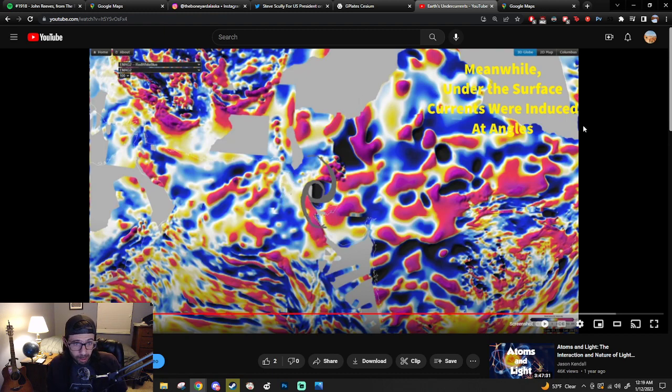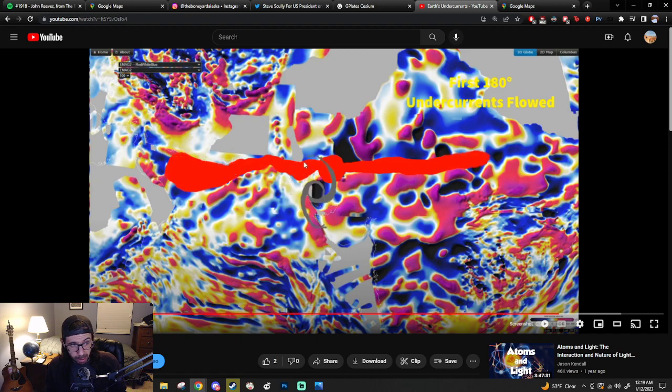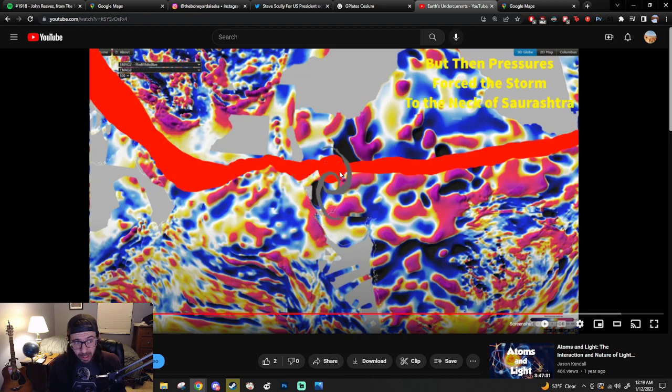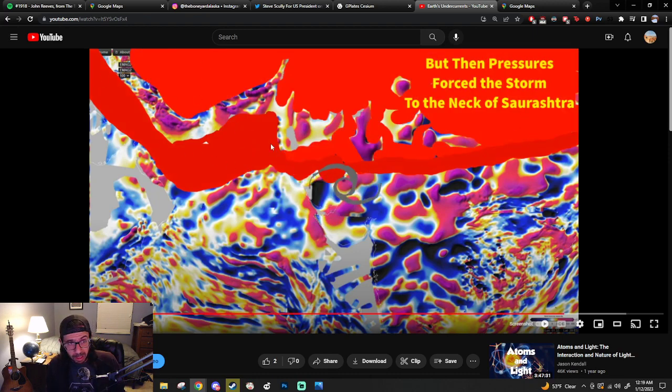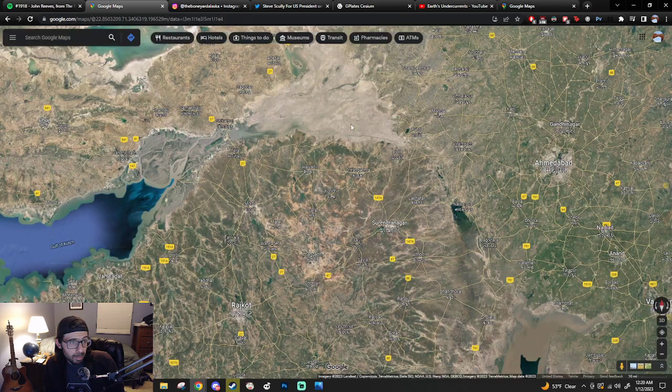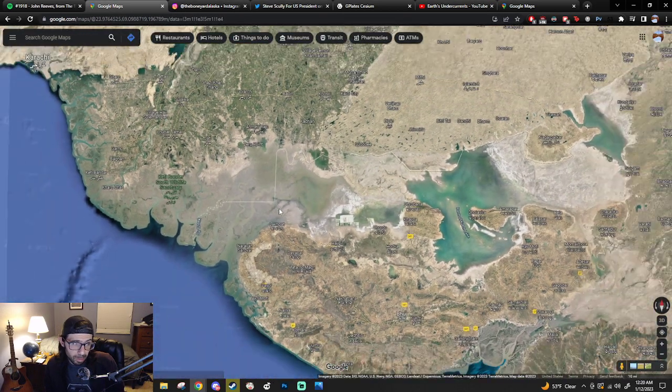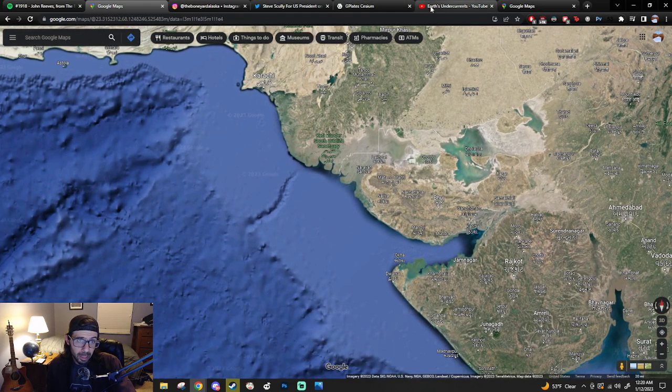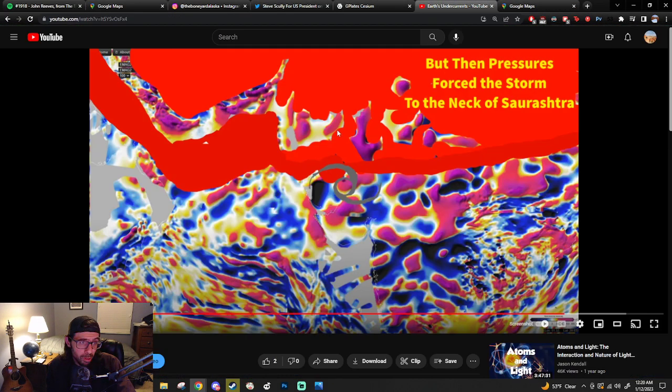Meanwhile, under the surface, currents were induced at angles. So now we're going from the storm back to the initial underlying current that was flowing, that I just kind of brought in initially. Now we're going back to it. So then it flowed out that way, and then it flowed in and just filled pressure up here. But then the pressures forced the storm to physically move from... Again, I'm just following. I don't make it clear, and if you're reading the words I'm writing here, you're not gonna notice the storm move.